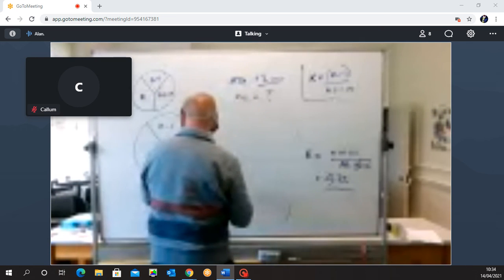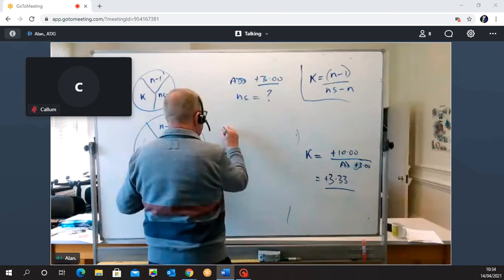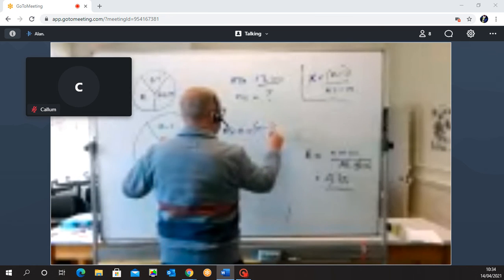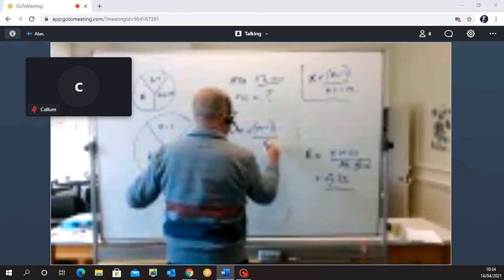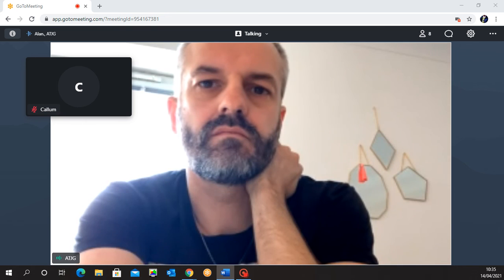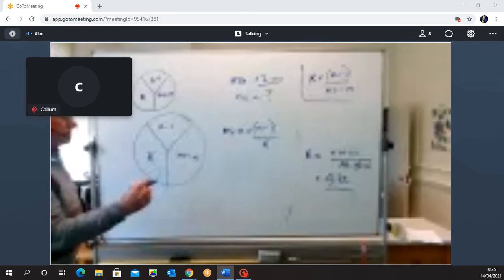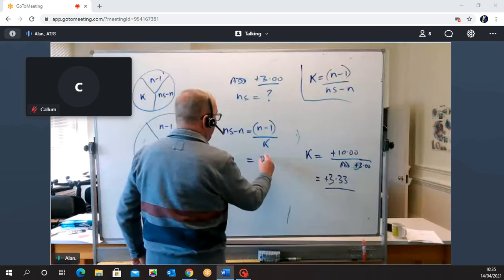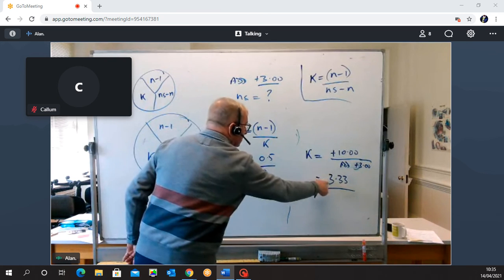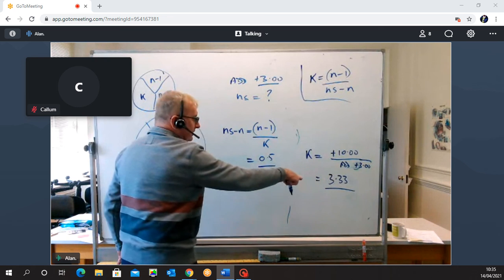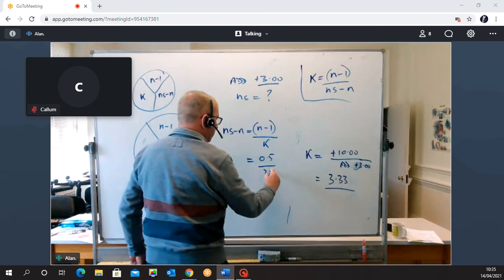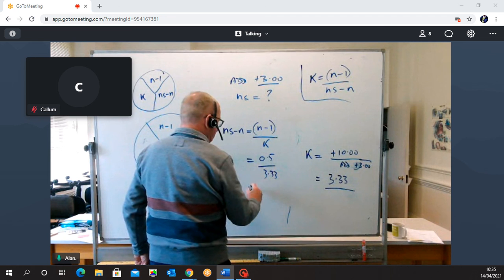N minus 1 then, sorry, ns minus n is equal to n minus 1 divided by k. Right? ns minus n is n minus 1 divided by k. Well, we can do that, can't we? Because we know this is 0.5 on the top line divided by k. Sorry, I shouldn't have put this plus 3.3. I do apologize. I'm getting confused here. k is just 3.33, which is 1 over 6.